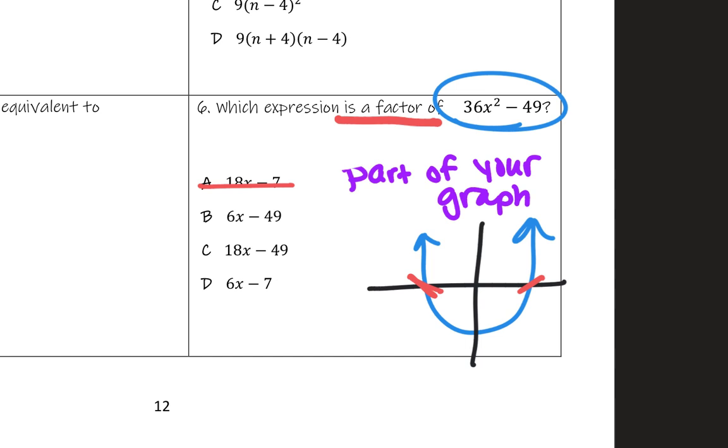All right, let's look at C. This one's 18x minus 49. That one's not either, so let's check the last one. This one is 6x minus 7. You see how that one hits right there at the same spot?